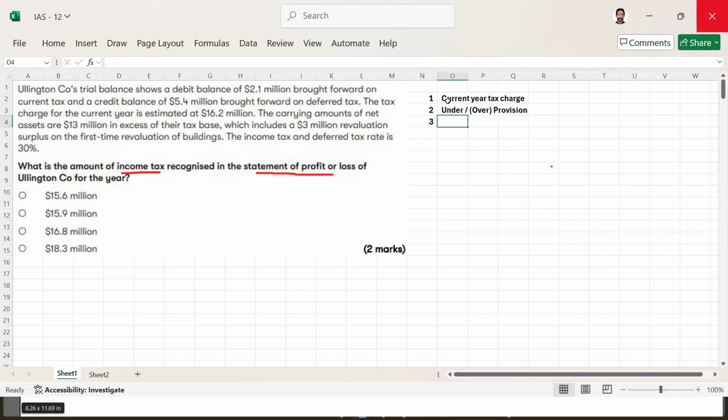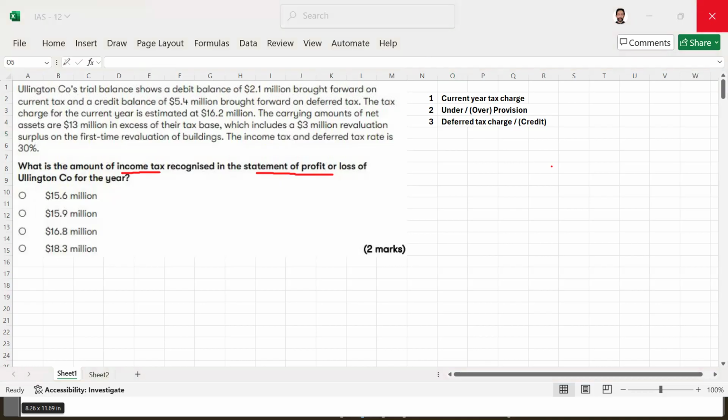And the third one is the deferred tax charge or credit. So the credit would be a deduction. So we're going to work it out, and I will explain what is a credit and what is a charge. Okay, so now you have this outline. Whenever you have a question relating to what should be the charge to the profit or loss, it will always have three things. So when we look at this question, it will become very easy then.